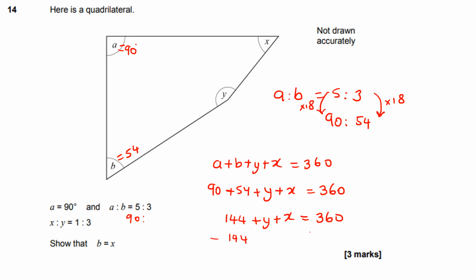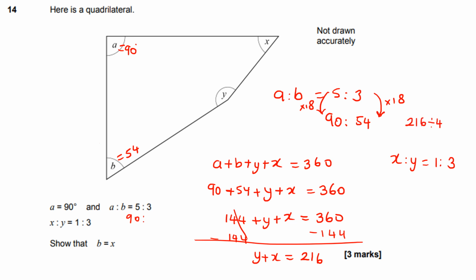We'll take 144 away from both sides. That would mean y plus x is going to be 216. So y plus x needs to be 216. And we know the ratio of x to y is going to be 1 to 3. So x to y is 1 to 3. So 216 should be divided by 4 so that we can find out what one part of the ratio is. So 216 divided by 4 is going to give you 54.